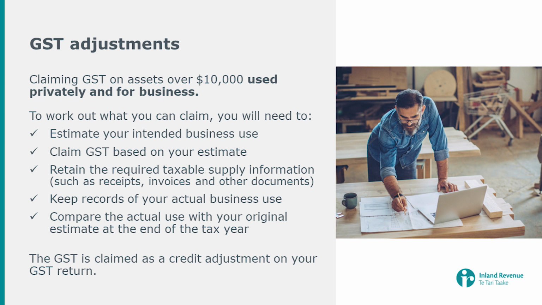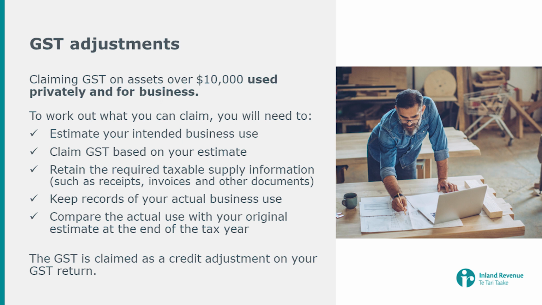First, we estimate how much business use there'll be. Then, work out the GST on the purchase price. Next, multiply the GST by the estimated business use. The answer is your credit adjustment. Claim this GST figure as a credit adjustment in your GST return. We make this claim in the GST return where we purchase the asset.